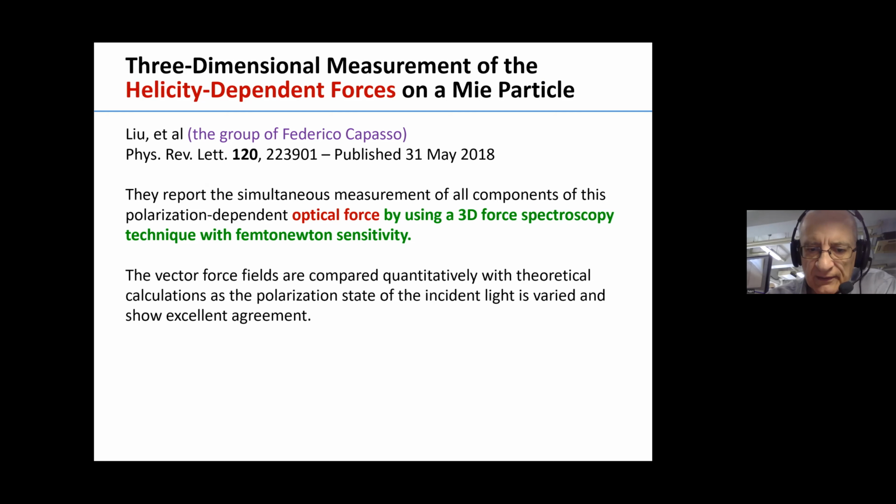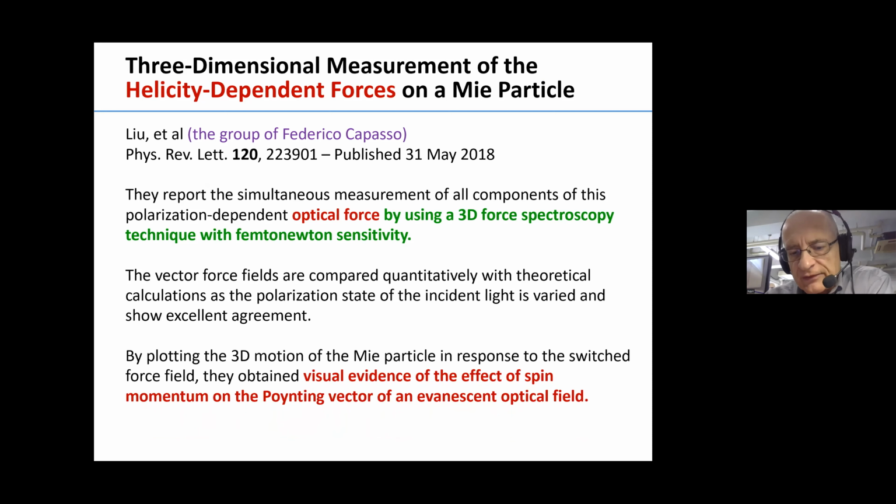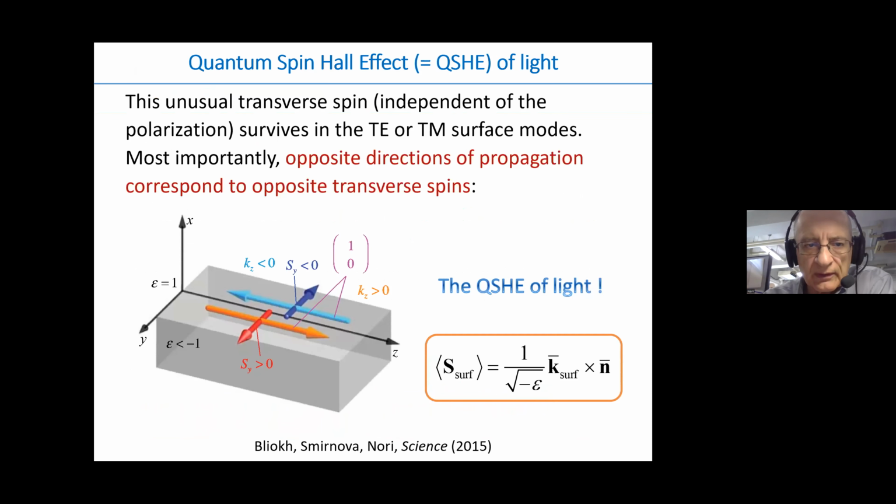The vector force fields are compared quantitatively with our theoretical calculations, and when they change the polarization state of the incident light, there was excellent agreement. So they have visual evidence of the effect of spin momentum on the Poynting vector of an evanescent optical field. And this is important for nano-photonics because there are many surfaces. The evanescent fields are important.